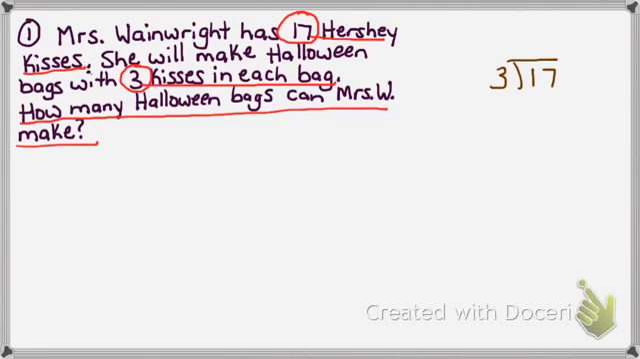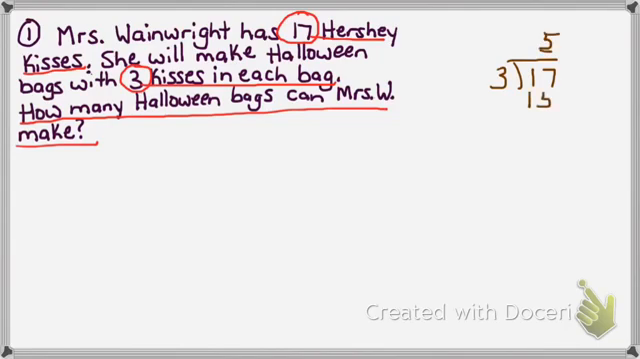First step, give Mrs. Wainwright her chocolate bars. You would not put a chocolate bar over the 1 because that's not the same or more than 3. But you can put a chocolate bar over the 17 because that is greater than 3. So this will be a 1-digit answer. And if I go through my 3 times tables, 3, 6, 9, 12, 15, 18, too high, put 1 finger down, my answer is 5.